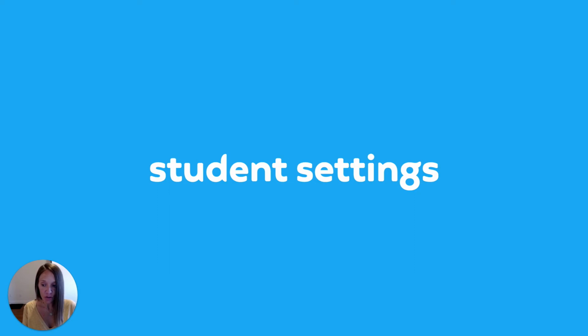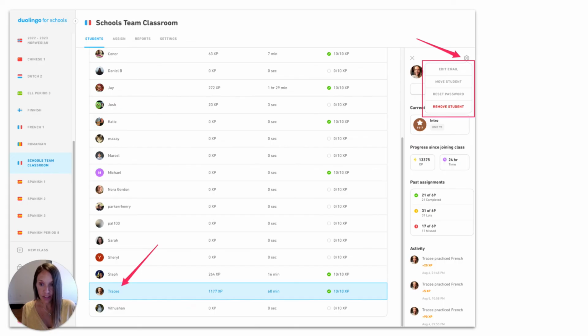Finally, there are some student account settings that you can control from your teacher account. If you go to the Students tab in your classroom dashboard, you'll have a list of the students in your class. If you click on a student, in this example, I've clicked on myself, Tracy, then you go over to the right-hand side of your screen, you'll see a small gear icon next to the student's name and picture.